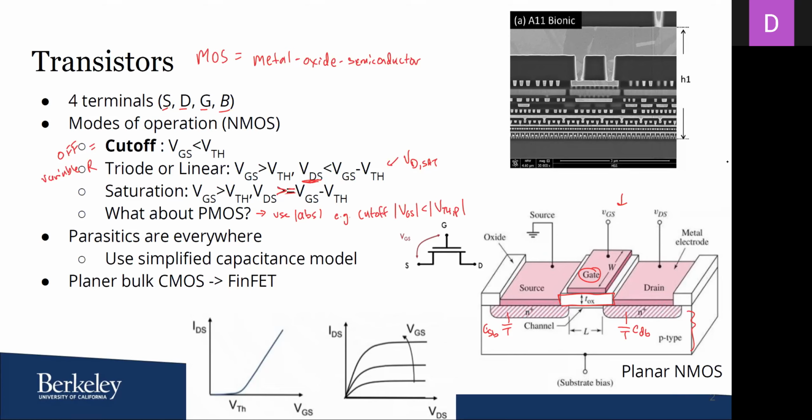Is there one between the gate and source? That's correct. So this is going to be C gate to source. And then correspondingly, you have one C gate to drain, right? What else?